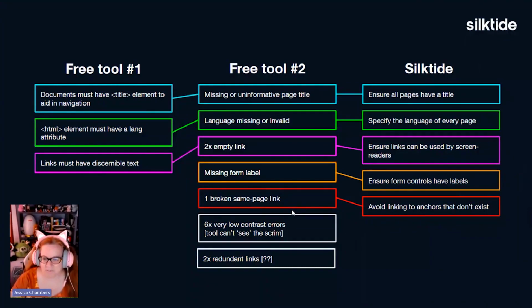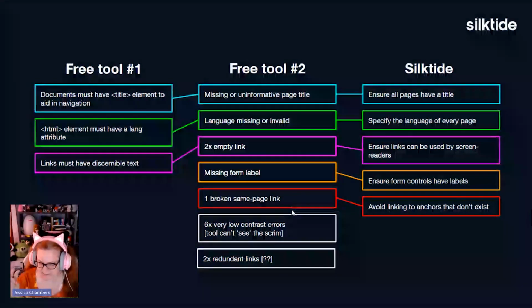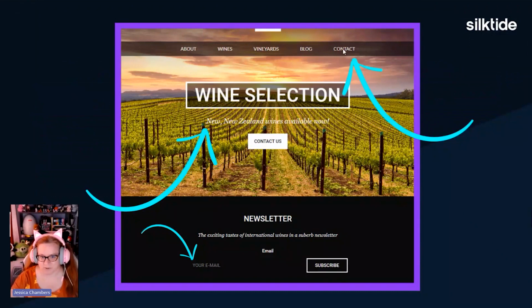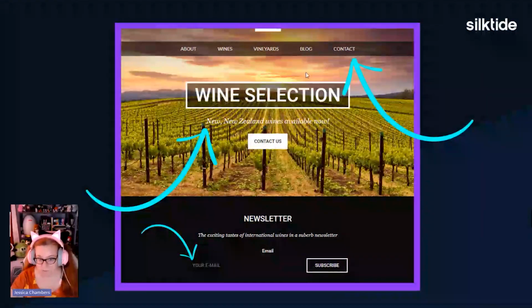And I was like, cool. But it also said there were low contrast errors, and it's because it can't see the scrim, right? It couldn't tell that that was behind it. So it looked at About, Wines, Vineyards, Blog, Contact, right? It was going, all of these are broken.